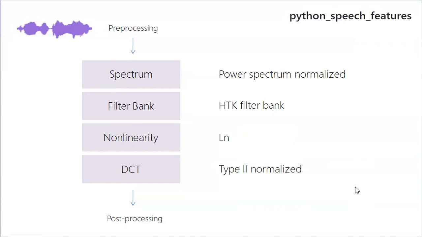It's used by beginners and maybe by other engineers, but anyway, it's quite popular. So the spectrum is power spectrum normalized. HTK filter bank, although the computation routine is very slightly different, but essentially it's HTK filter bank, then the natural logarithm nonlinearity, and DCT type 2 normalized once again. So as we can see, the defaults in all these frameworks are different, and that's why we have different results.